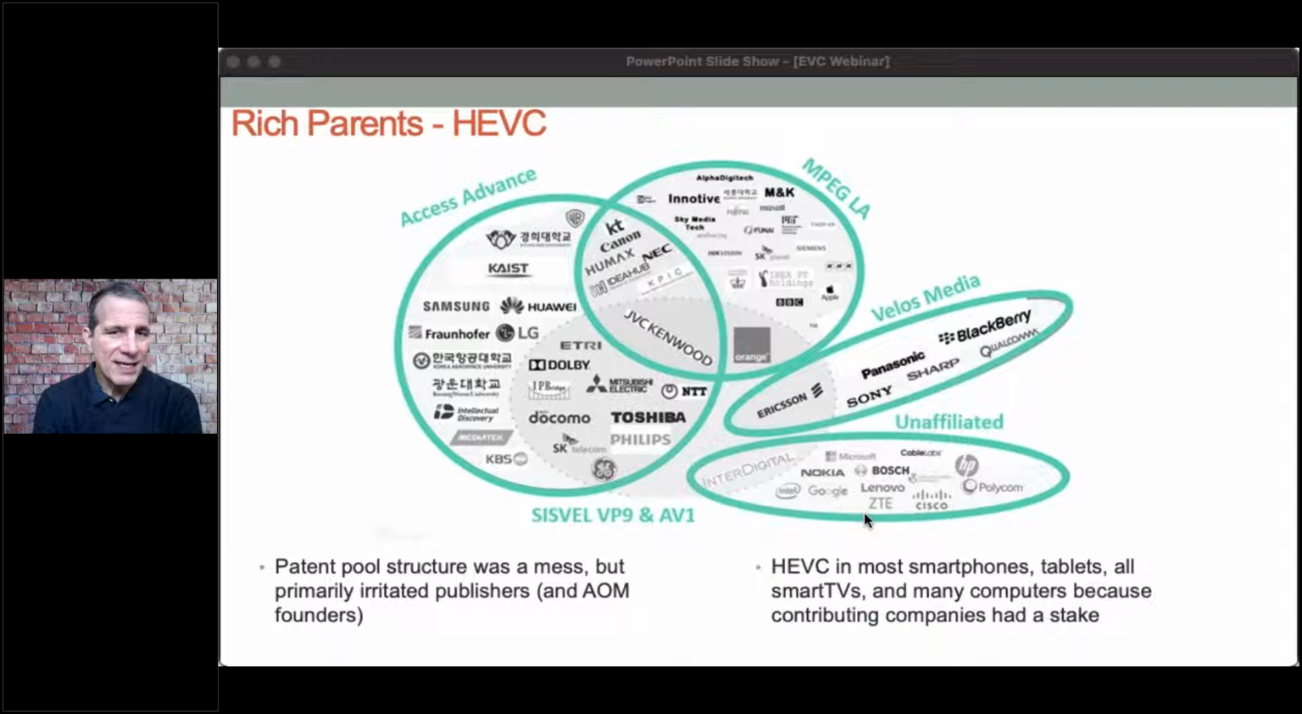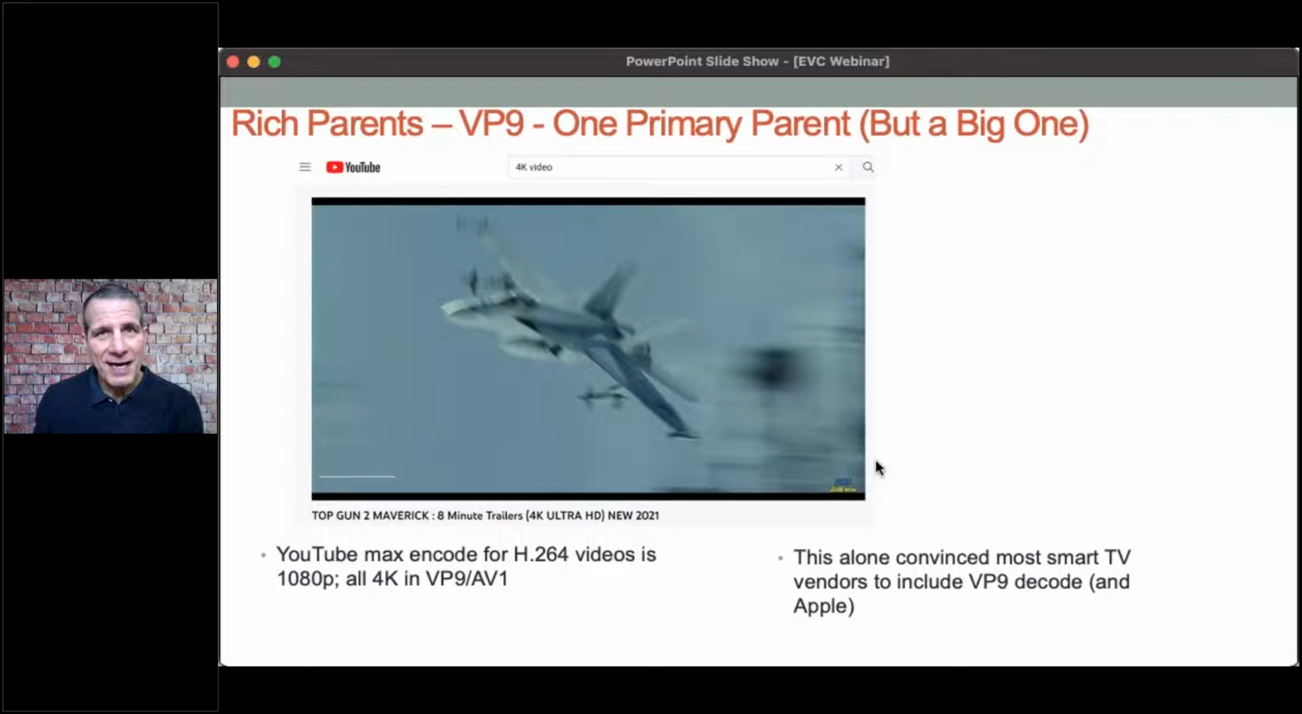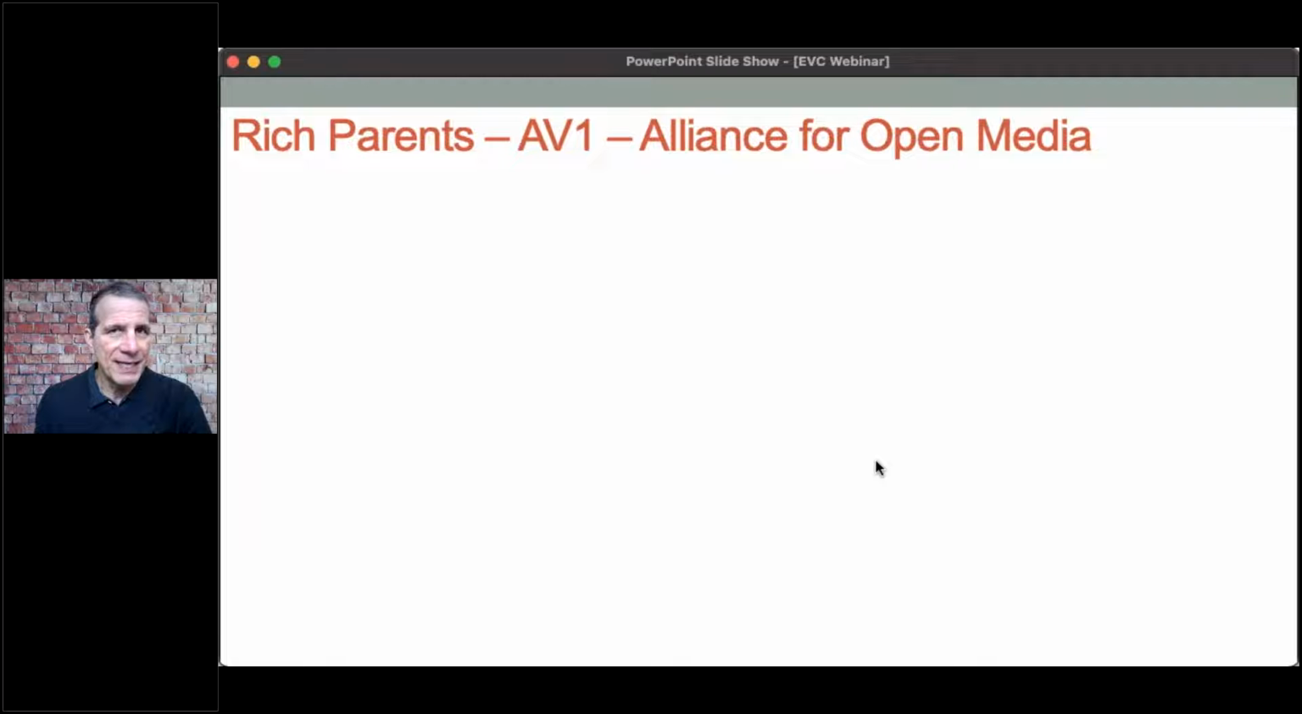So, the royalty structure was a mess, but having a lot of companies that had stakes in HEVC's success really did supercharge the implementation. And VP9, the major company who's implemented VP9 is YouTube. That's one parent, Google, but it's a pretty good parent. Almost all of the smart TV implementations that we're seeing with VP9 were done because of YouTube, and specifically YouTube's policy of not supporting 4K videos beyond 1080p with H.264 and always using VP9 and sometimes AV1. And if we have time, we'll look at what that looks like. So this alone, this 4K video in VP9 format, is what convinced Apple to finally support VP9 in 2020.